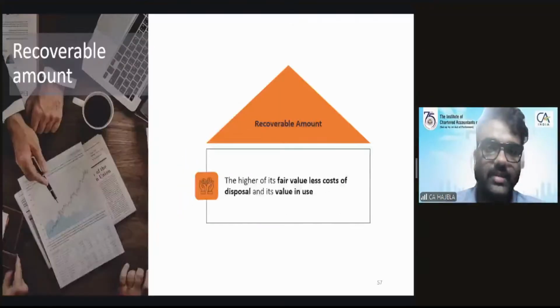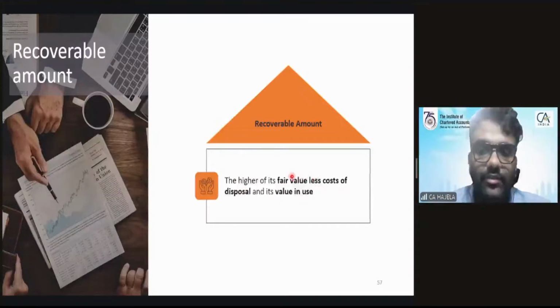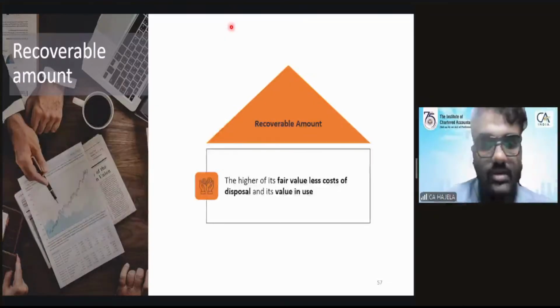This was the concept that I was telling. What is a recoverable amount? Higher of the fair value less cost to sell and its value in use. I'll try to explain this in Excel instead of through PPT because this will be easier to understand in Excel in my understanding. Give me a minute to just open my Excel.